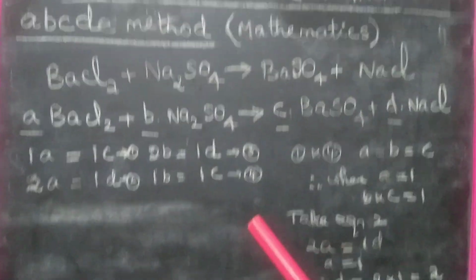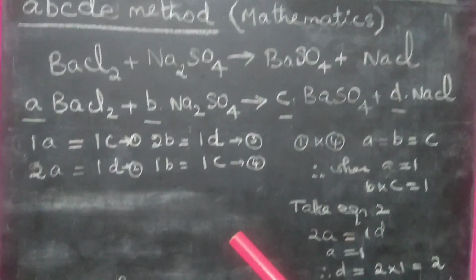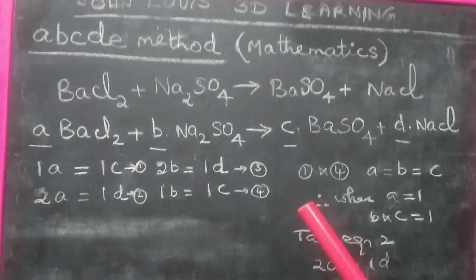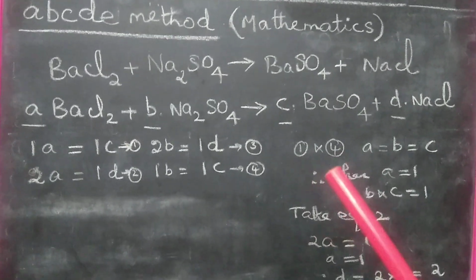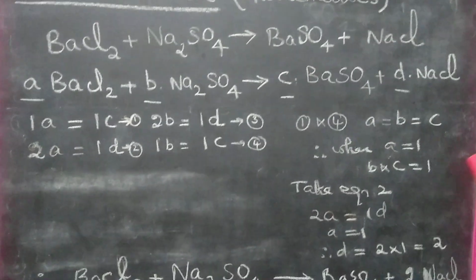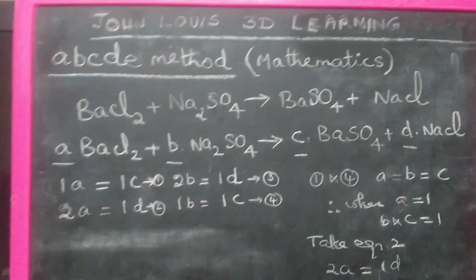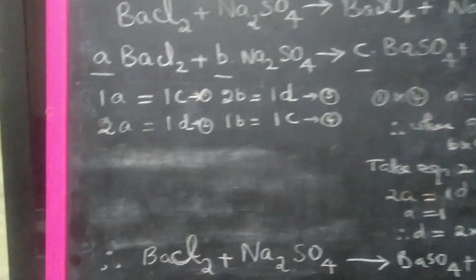mathematically. So this method is called the ABCDE method. So here we have used only 4 letters A, B, C, D. Suppose there are 3 products, E also will come, isn't it? Okay, let us try one more sum.